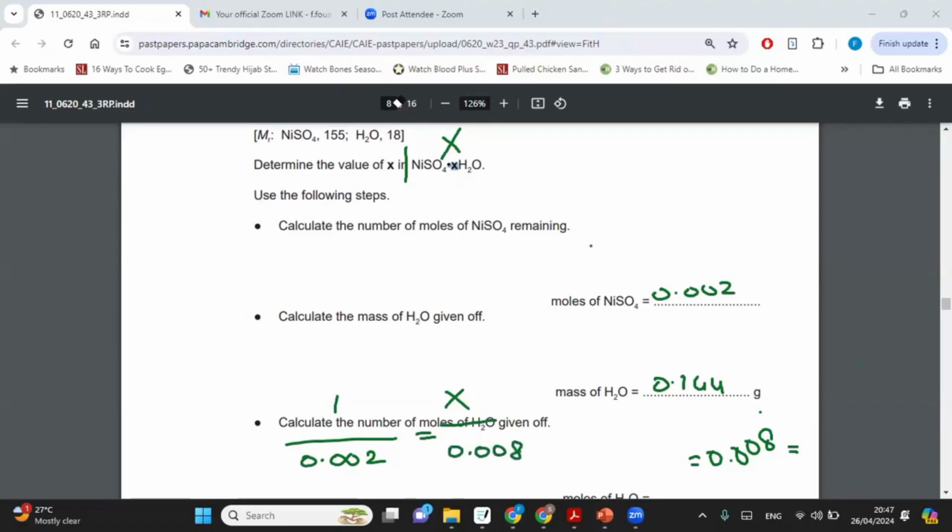0.008. Right? The moles of nickel are 0.002. The moles of water are 0.008. So 1 nickel sulfate is equal to 0.002. So X is the number of molecules of water. We don't know the number of molecules of water, but whatever the value is, it is equal to 0.008.